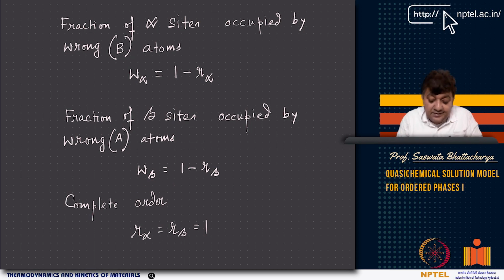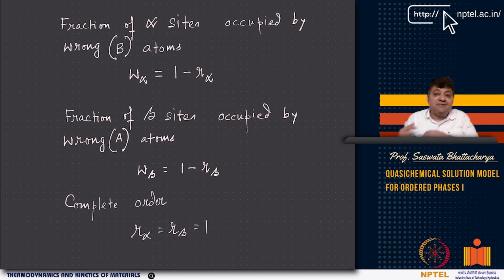Now, if beta sites are occupied by A atoms and alpha sites are occupied by B atoms, you are slowly moving towards disorder, right? The more alpha sites are occupied by B atoms, or wrong atoms, and beta sites are occupied by wrong atoms, slowly at one point of time you can go to disorder. However, if you have complete order, alpha sites will be occupied only by A atoms, that is, the fraction of alpha sites occupied by A atoms will be exactly equal to 1.